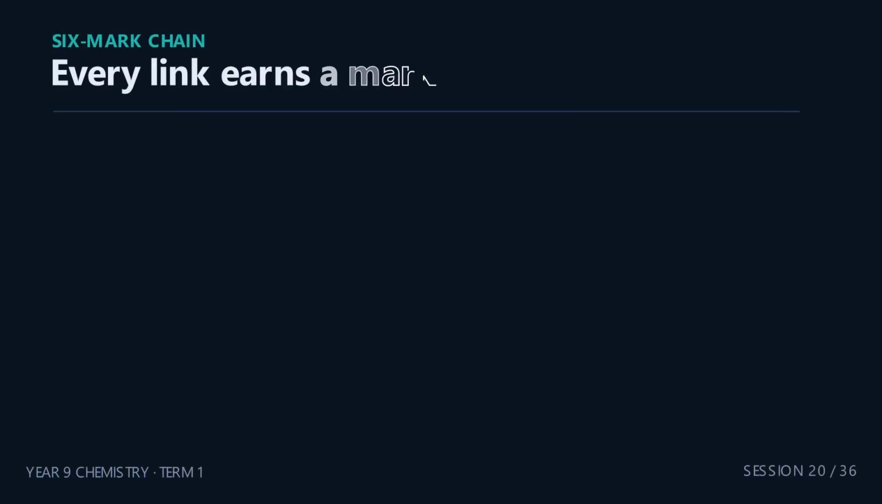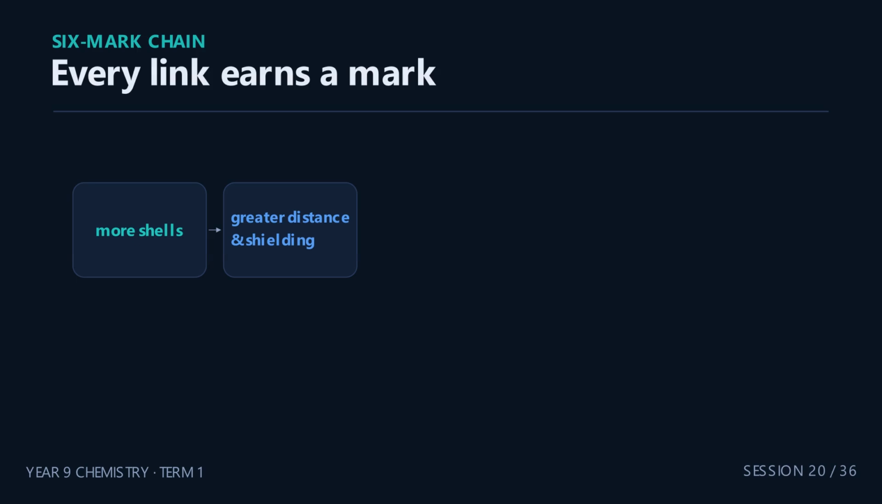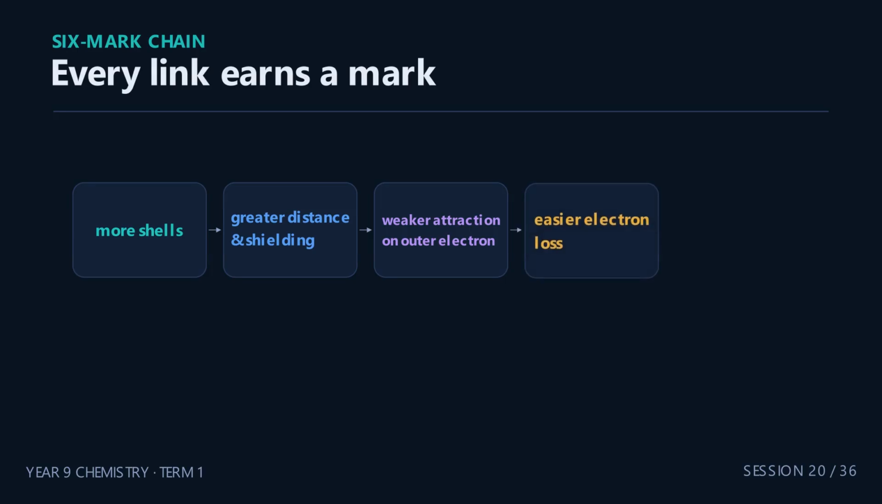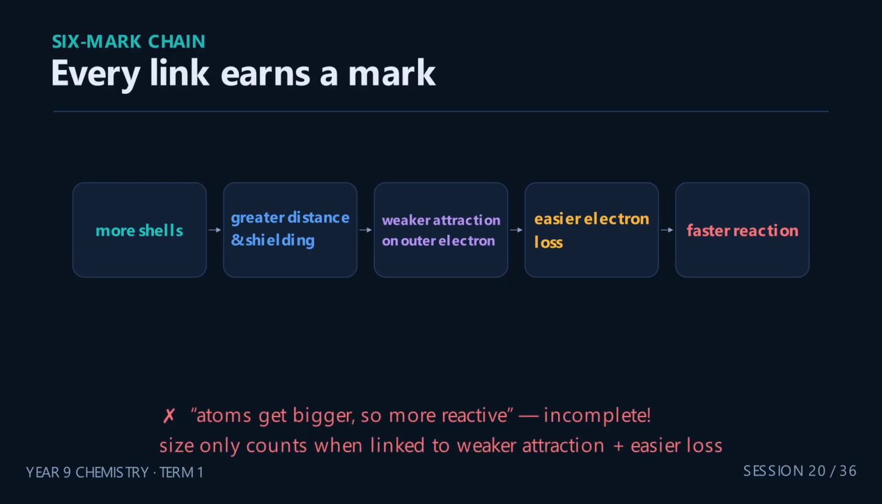Here is the full chain for an extended answer. More shells leads to greater distance and shielding, leads to weaker attraction on the outer electron, leads to easier electron loss, leads to faster reaction. 5 links, 1 arrow after another. And avoid the classic incomplete answer. Atoms get bigger, so they are more reactive. Size only earns marks when you connect it to weaker attraction and easier electron loss.